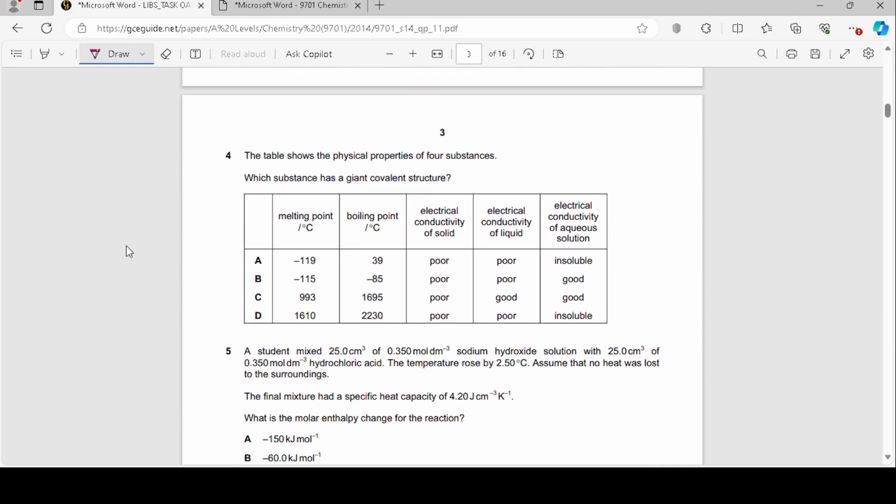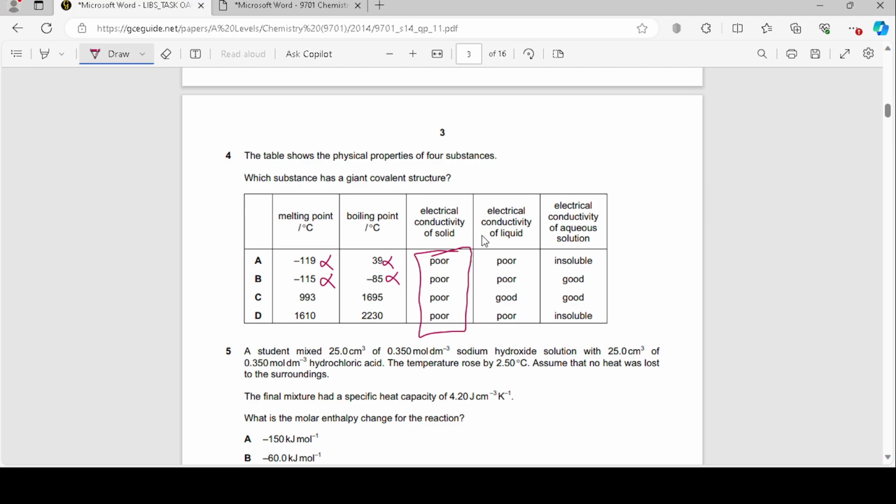Okay, now question number 4. The table shows the physical properties of 4 substances. Which substance has a giant covalent structure? Well, ideally, a giant covalent structure should have a high melting point and a high boiling point. I would say that A and B are wrong right off the bat. Then the electrical conductivity of the solid. Okay, so all of them are poor. I guess that doesn't really tell me that much.